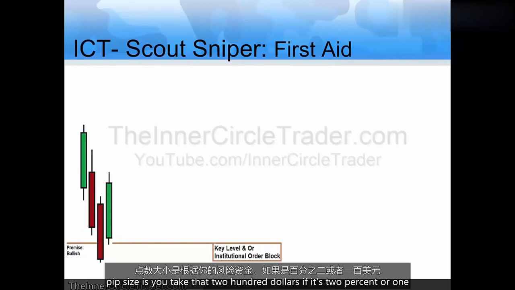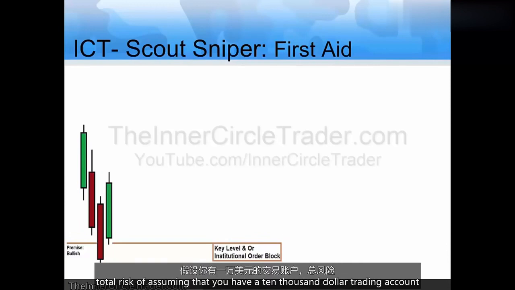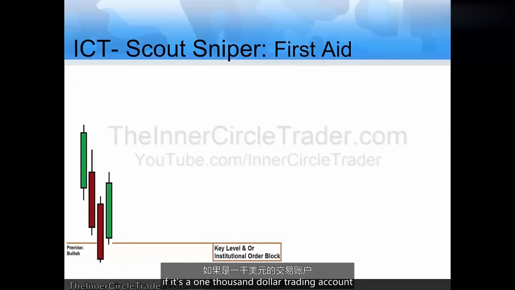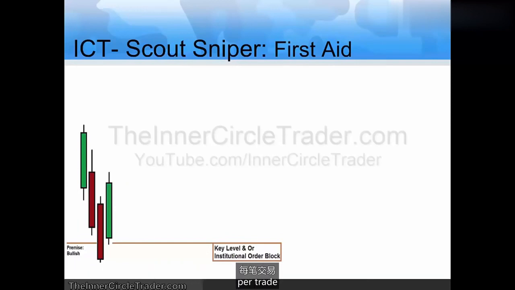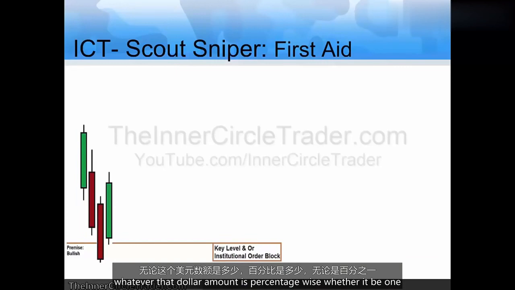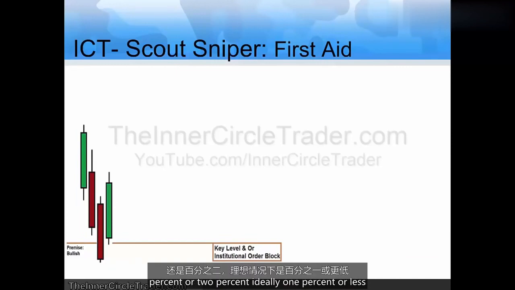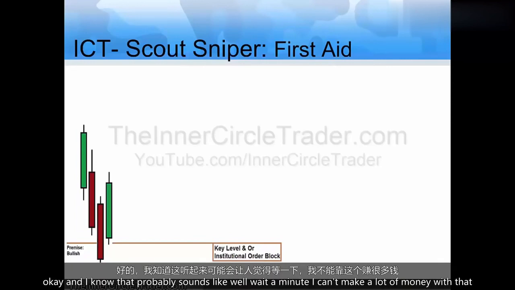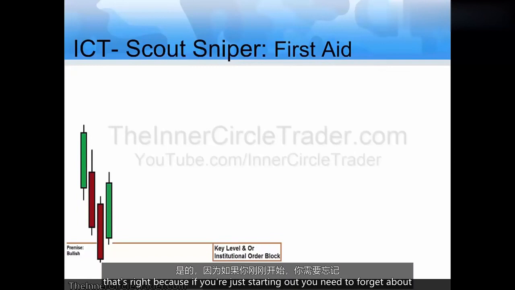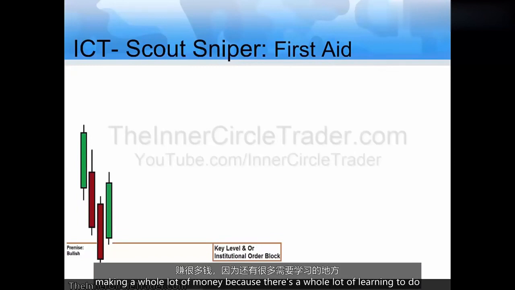And the way you determine your pip size is you take that $200 if it's 2% or 1% at $100 total risk, assuming that you have a $10,000 trading account. If it's a $1,000 trading account, then it would be $10 for 1% or $20 for 2% total equity risk per trade. Whatever that dollar amount is percentage wise, whether it be 1% or 2%, ideally 1% or less. Okay, and I know that probably sounds like, well, wait a minute, I can't make a lot of money with that. That's right, because if you're just starting out, you need to forget about making a whole lot of money, because there's a whole lot of learning to do.